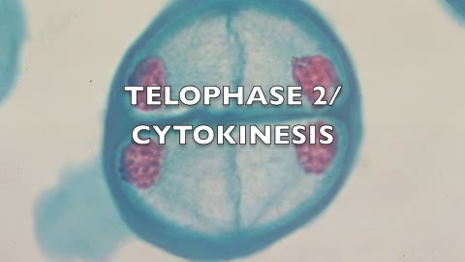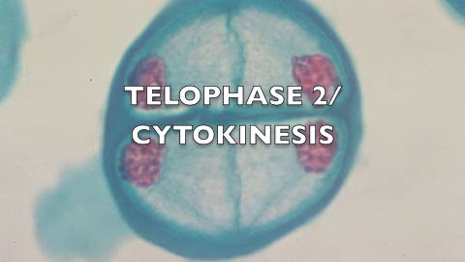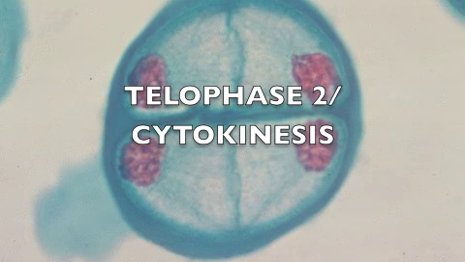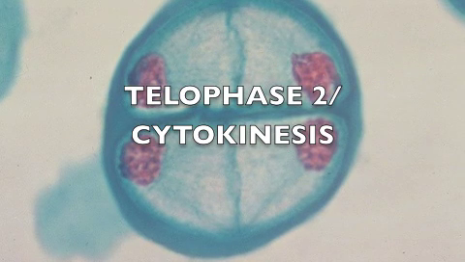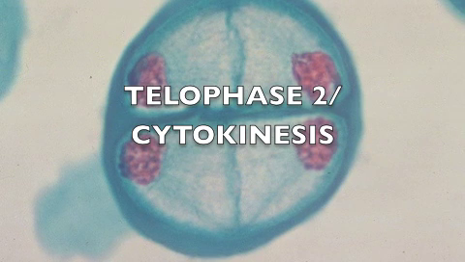Telophase 2 and cytokinesis. Nuclei form. The chromosomes begin decondensing and cytokinesis occurs. The meiotic division of one parent cell produces 4 daughter cells, each with a haploid set of unduplicated chromosomes. The 4 daughter cells are genetically distinct from one another and from the parent cell.